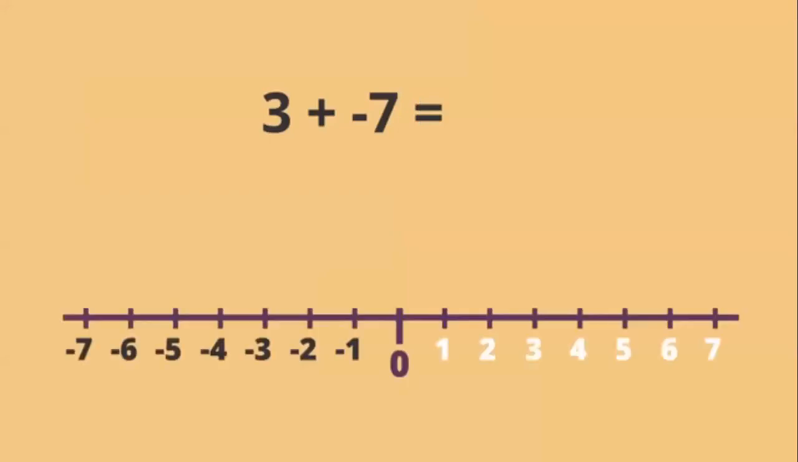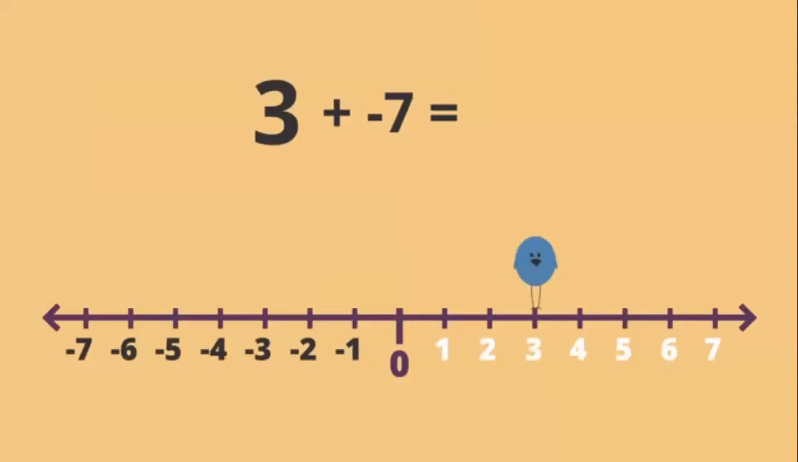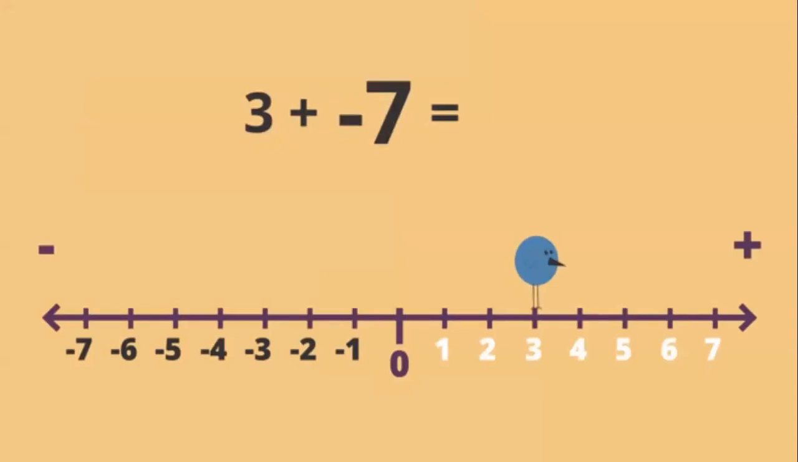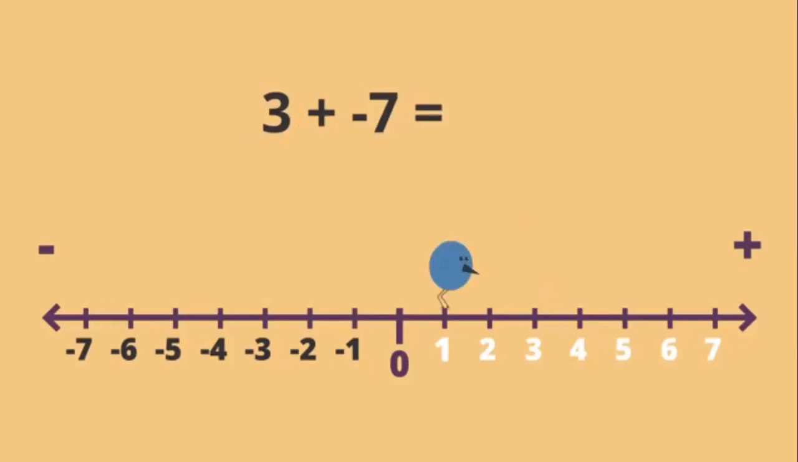Let's say we want to solve 3 plus negative 7. First, imagine a number line with a bird sitting on our first number, 3. The operation, plus or minus, tells you which end of the number line to look at. Since we're adding, our little bird will look right, towards the positive end. Our second number tells us how far to move and which direction to move. We'll move forward if it's positive and backwards if it's negative. Since our second number is a negative 7, our little bird is going to move backwards 7 spaces.